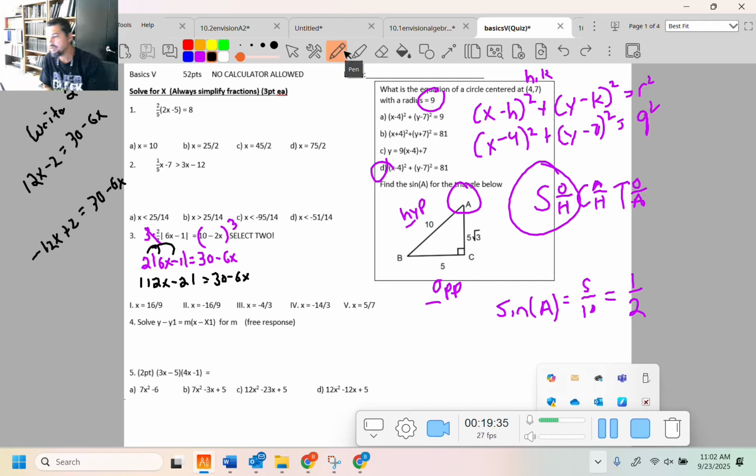And I'm not sure how you got this far. We're going to add 6x to both sides. 12 plus 6 is 18. We're going to add 2 to both sides. 2 plus 30 is 32. And we're going to divide by 18.